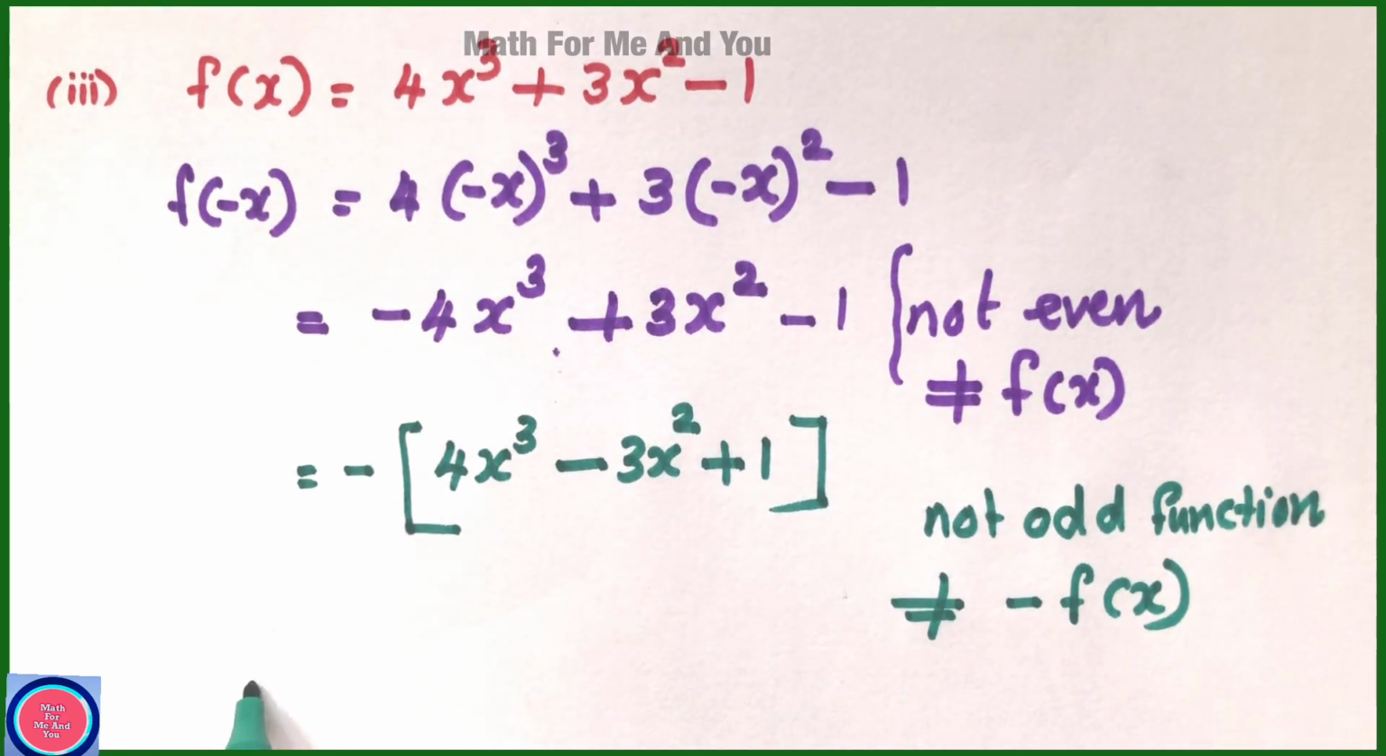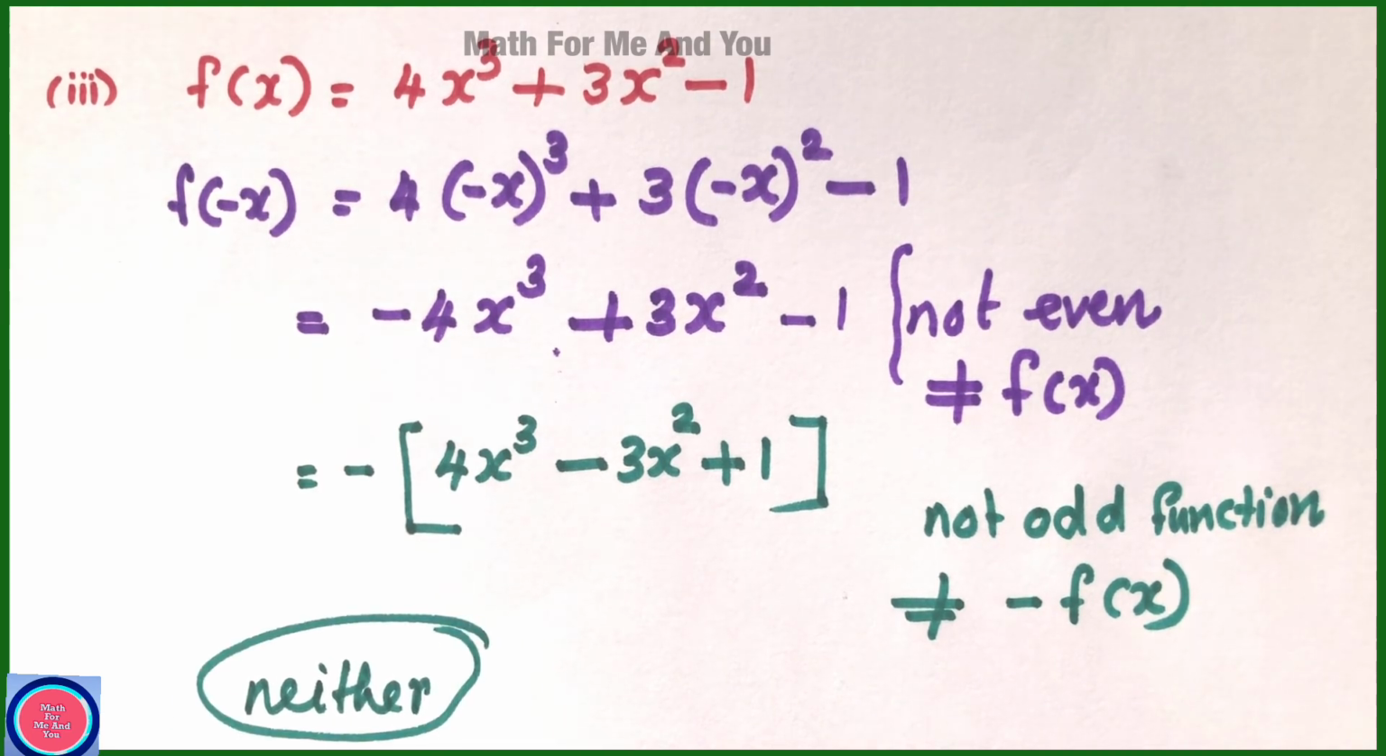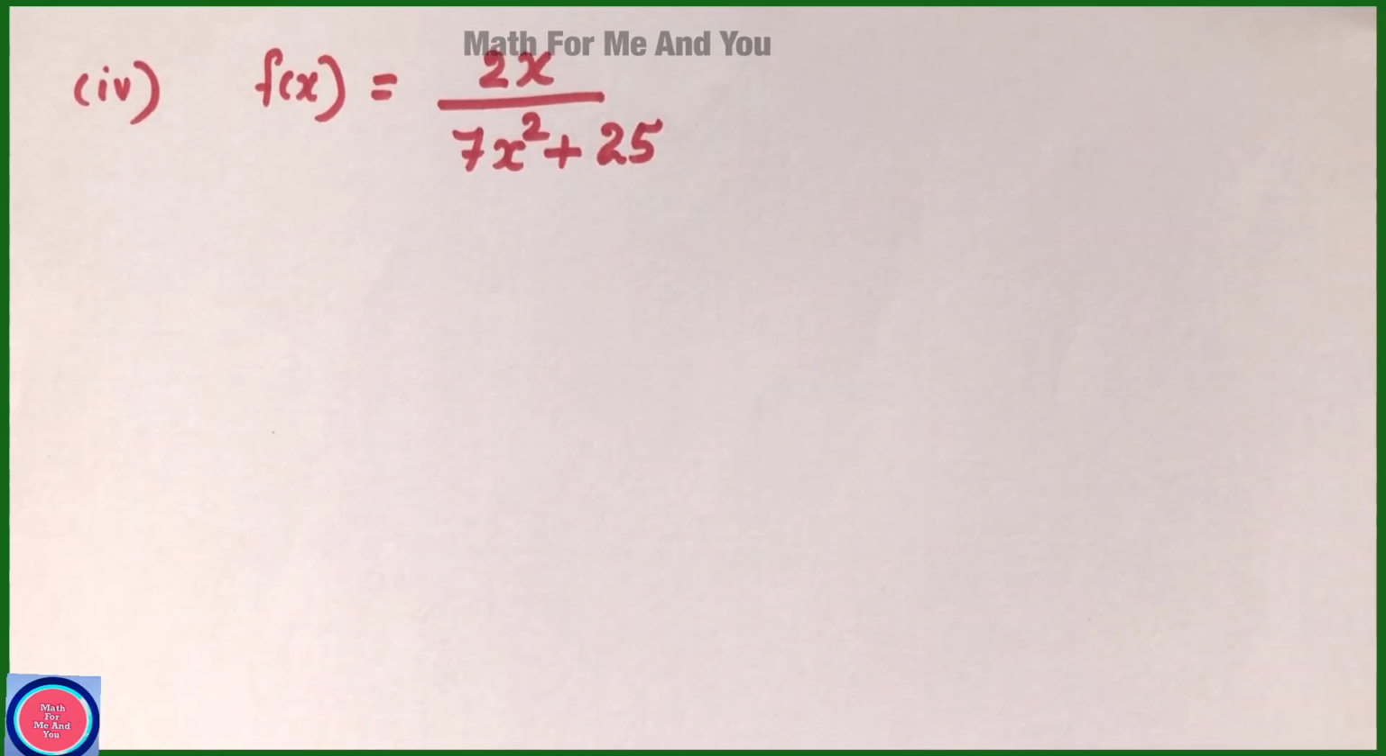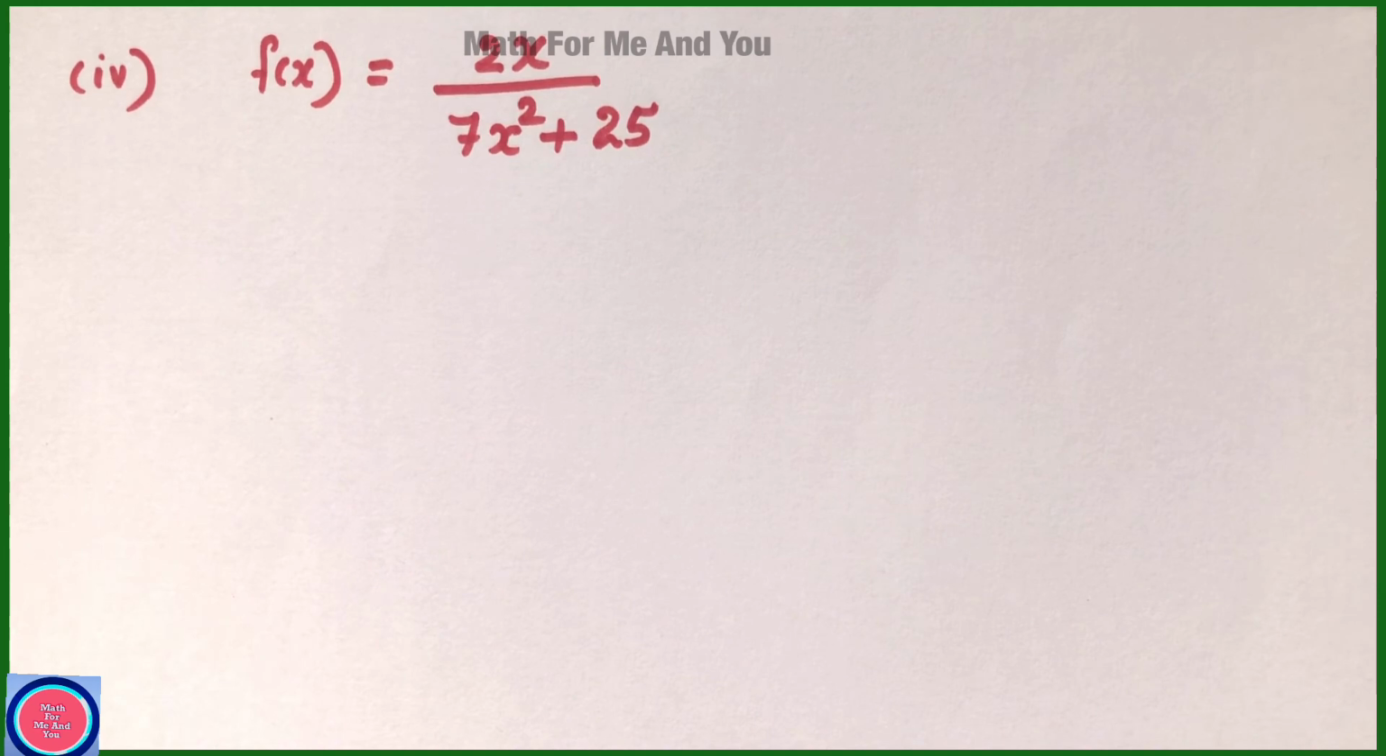So what should we write? Neither even nor odd. Some functions are like this. They are not even, not odd. So we write neither. Now look at the function f of x equals 2x over 7x square plus 25.